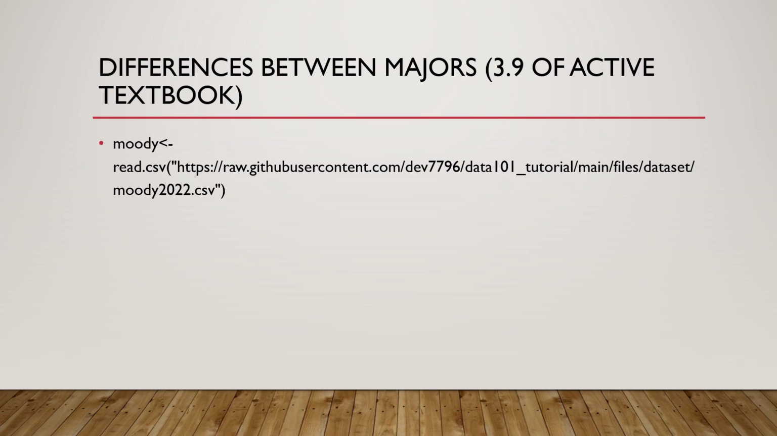So for instance, in section 3.9 of the active textbook, we calculate the differences between majors by using tapply. So we look at the mean score on different majors, and we can form a hypothesis for later hypothesis testing, which majors have the highest score and which have the lowest score in the class.